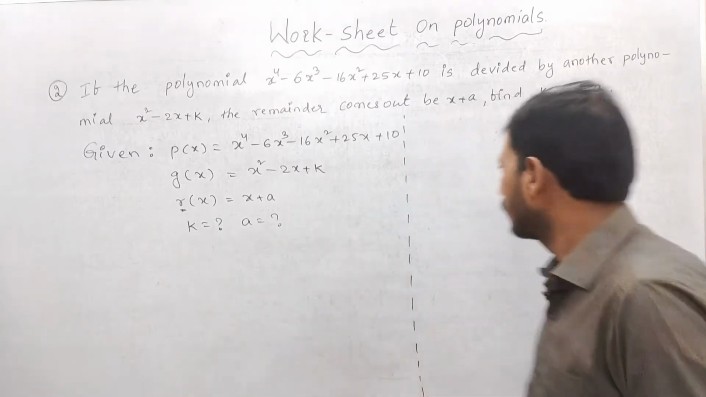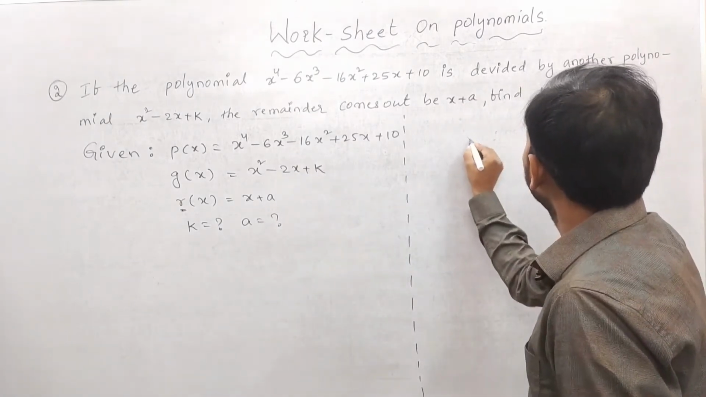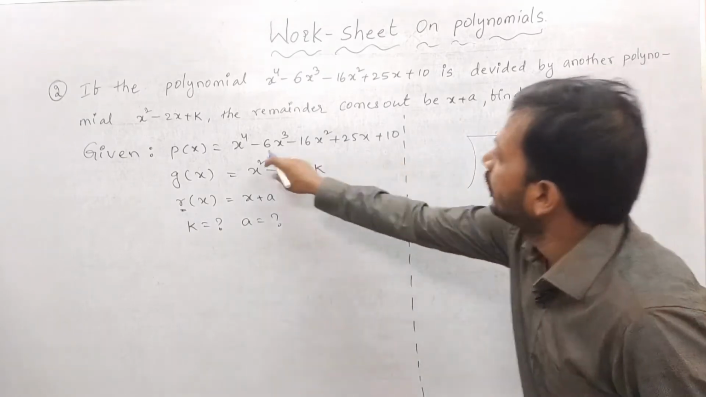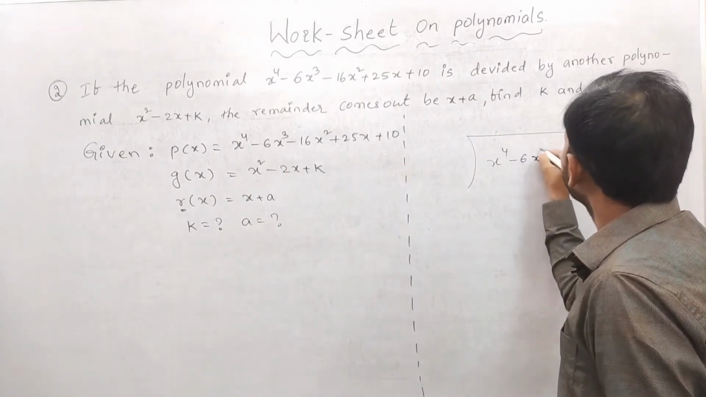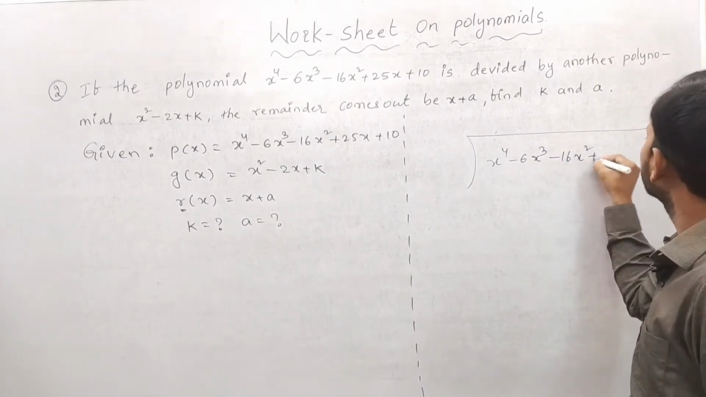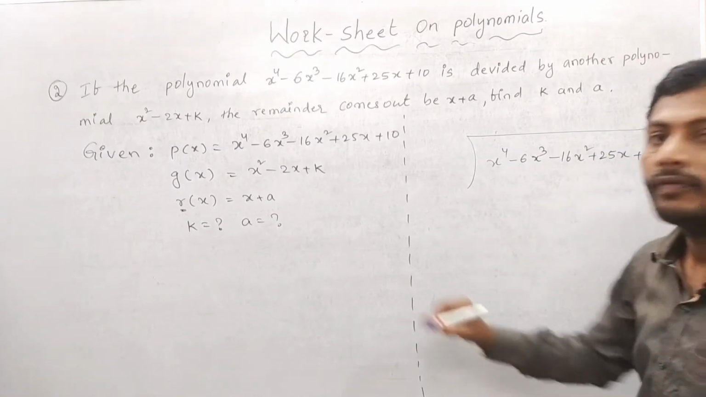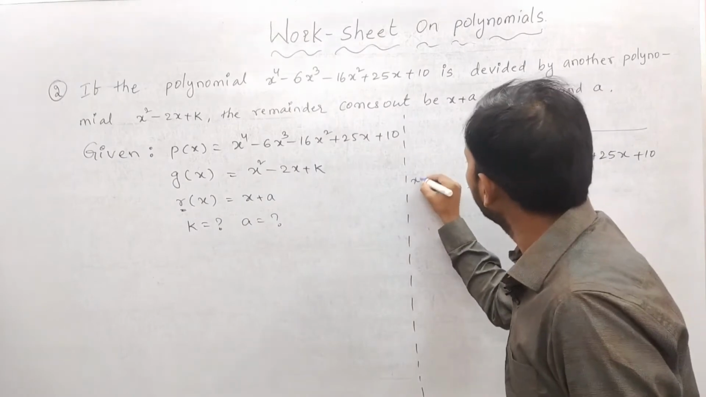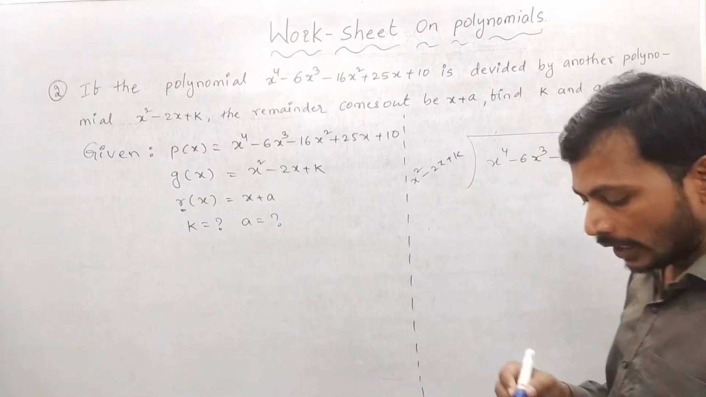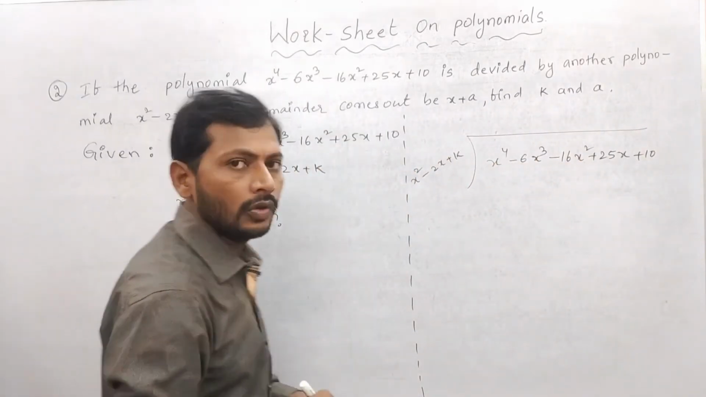Clear? Very good. So now I am doing the division. How I am doing the division is like this: I am going to make the division table. Sir, given is x power 4 minus 6x power 3 minus 16x square plus 25x plus 10, and we have to divide it with x square minus 2x plus k. I told you the easy method. If you forgot it, again I will explain to you.